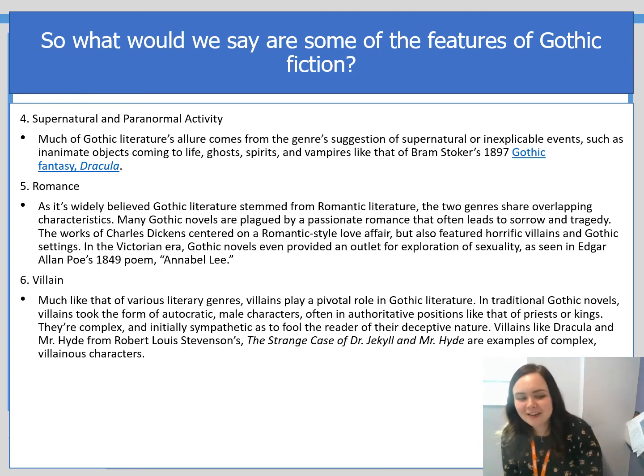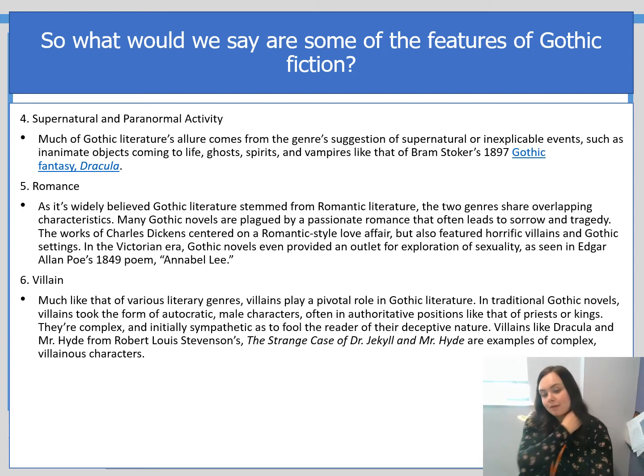And then villains. So much like various literary genres, villains play a pivotal role in Gothic literature. In traditional Gothic novels, villains took the form of autocratic male characters, often in authoritative positions like that of priests or kings. They're complex and initially sympathetic as to fool the reader of their deceptive nature. So villains like Dracula and Mr. Hyde are examples of complex villainous characters.